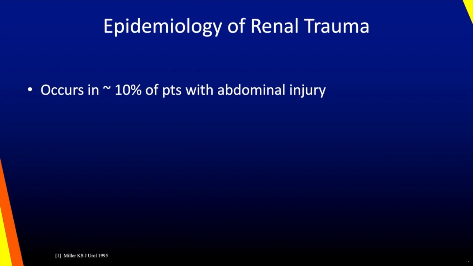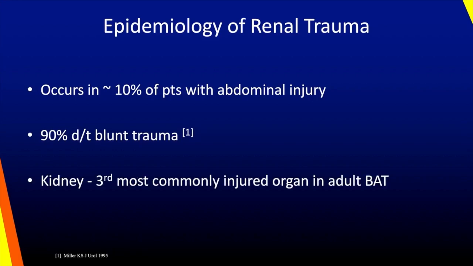Renal trauma occurs in about 10% of patients with abdominal injury. 90% is due to blunt trauma, and the kidney is the third most commonly injured organ in adult blunt abdominal trauma.